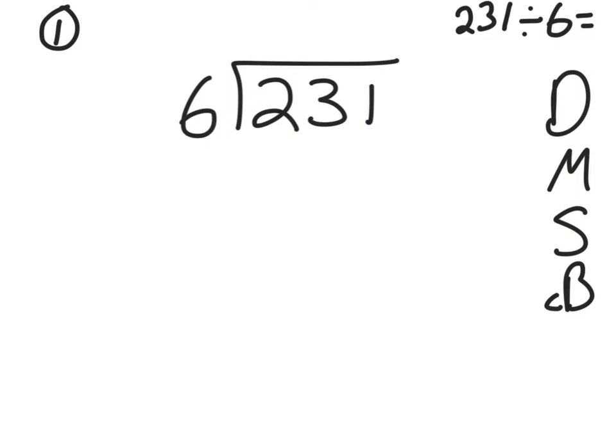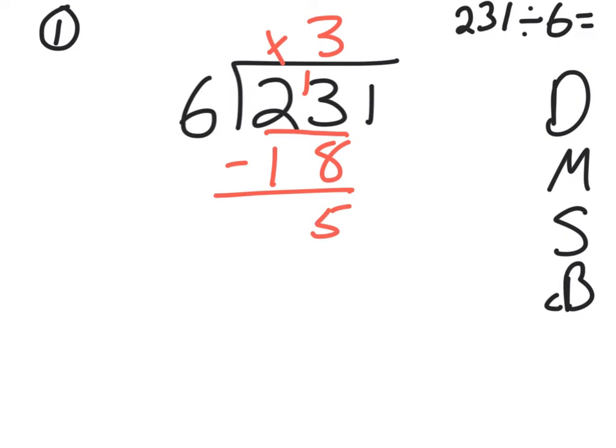Okay, so divide. Does 6 go into 2? 6 does not go into 2. Hold that spot. Does 6 go into 23? 6 times 4 is 24, so that's too big. So we're going to go to 6 times 3. 6 times 3 is 18. That's the multiply step. Now I'm going to do the subtract step. 13 minus 8. 8, 9, 10, 11, 12, 13. 2 minus 1 is 1.